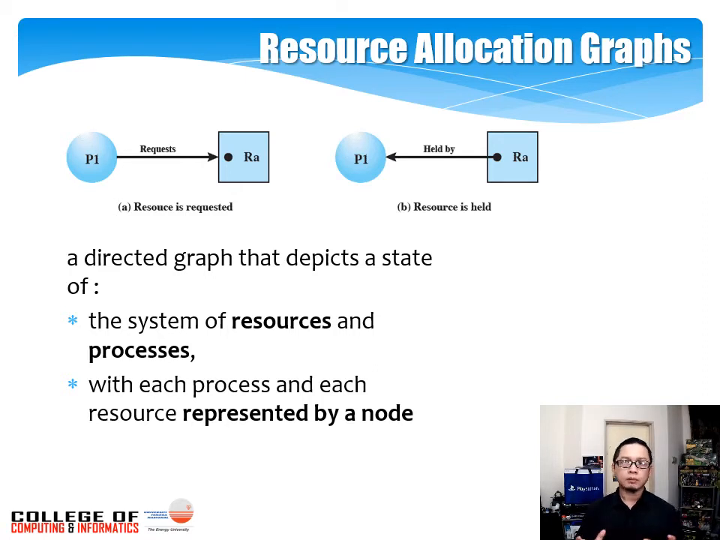Remember this diagram, because you are going to use it later on when you describe whether a process is requesting or holding a resource. Just remember, if the arrow points from the process towards a resource, it means that process is requesting the use of that resource. But if the arrow points towards the process from a resource, it means the process is currently holding the resource.